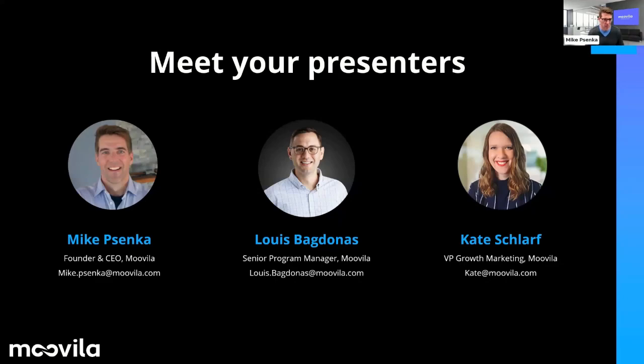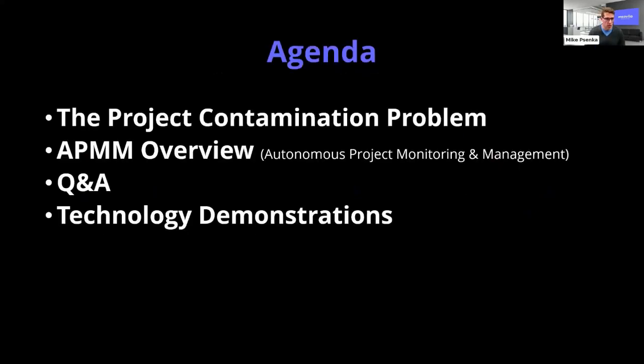We're happy today to talk to you about a challenging problem that exists inside of the MSP universe and how it affects your business. It is this idea of project data contaminating the information and the business intelligence that you depend on to run your business. Our agenda for today is we're going to talk about this project contamination problem, and then we'll talk about the solution, APMM, Autonomous Project Monitoring and Management, and how that can help solve this problem for your business and move forward. Then we'll have a question and answer section, and finally, as Kate mentioned, we'll do some technology demonstrations as well.